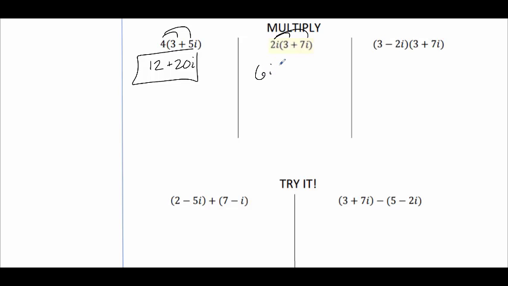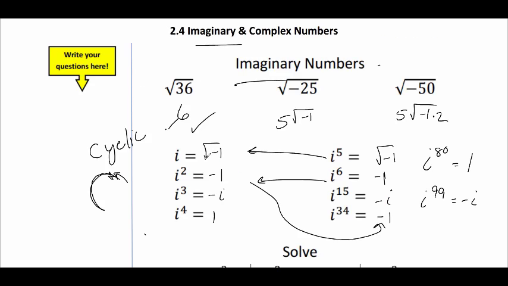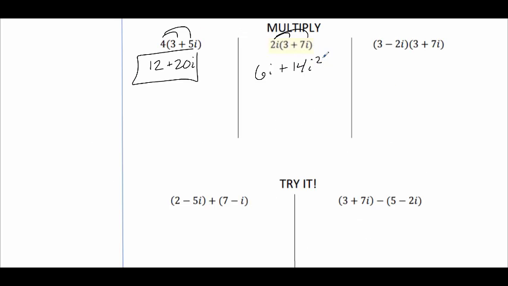Gives me 6i plus what? Plus 14i squared. But if you remember that i squared is equal to negative 1, all it does is change the number in front to its opposite number. So it's 6i minus 14. But is that the correct way we write it? No, it's negative 14 plus 6i. That's your answer right there.